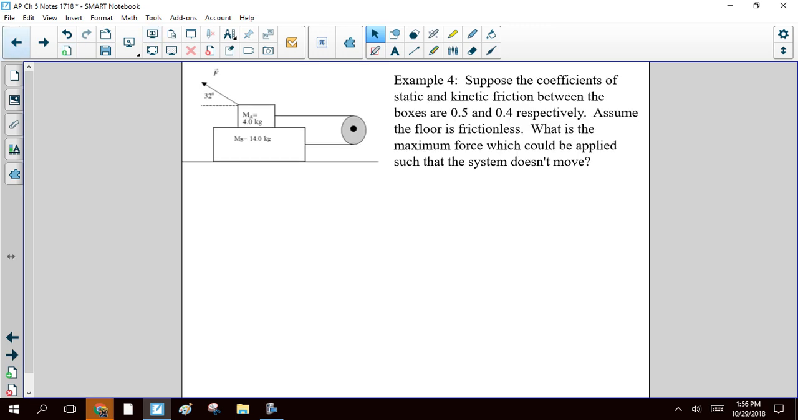So if you can't see it, this angle here is 32 degrees, and you're applying some force F this way. All right, and the question is, what's the most force you can apply so that the system doesn't move? All right, and so I'm hesitating a little bit here about how to solve this. All right, so I'm going to stick to the way I did it in my notes.